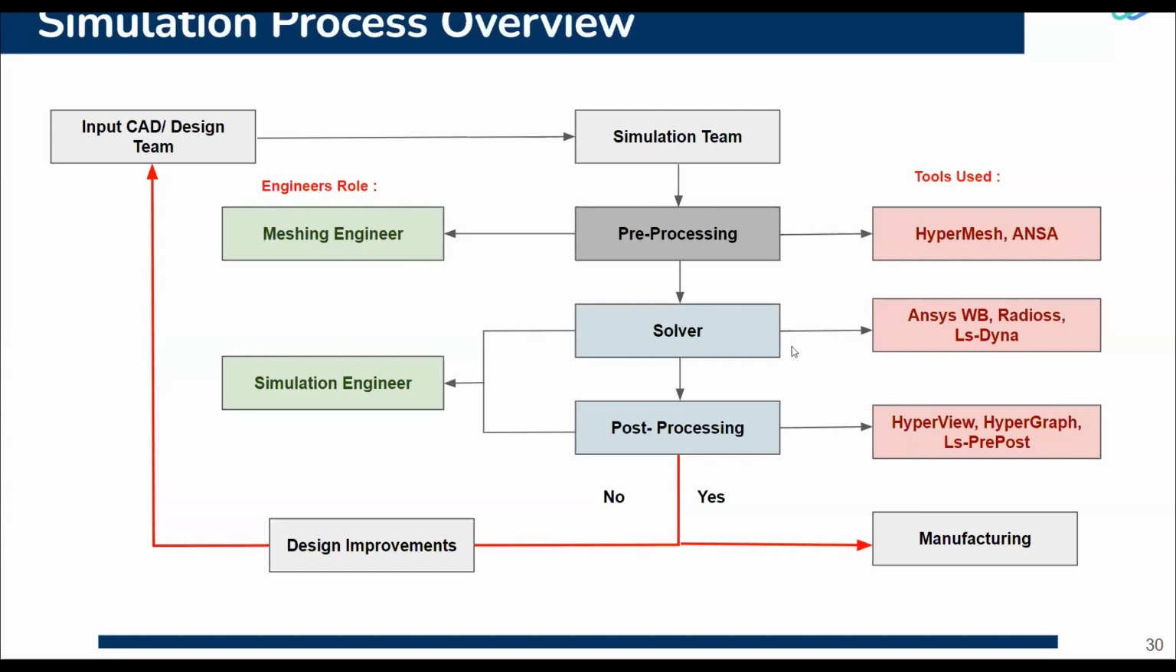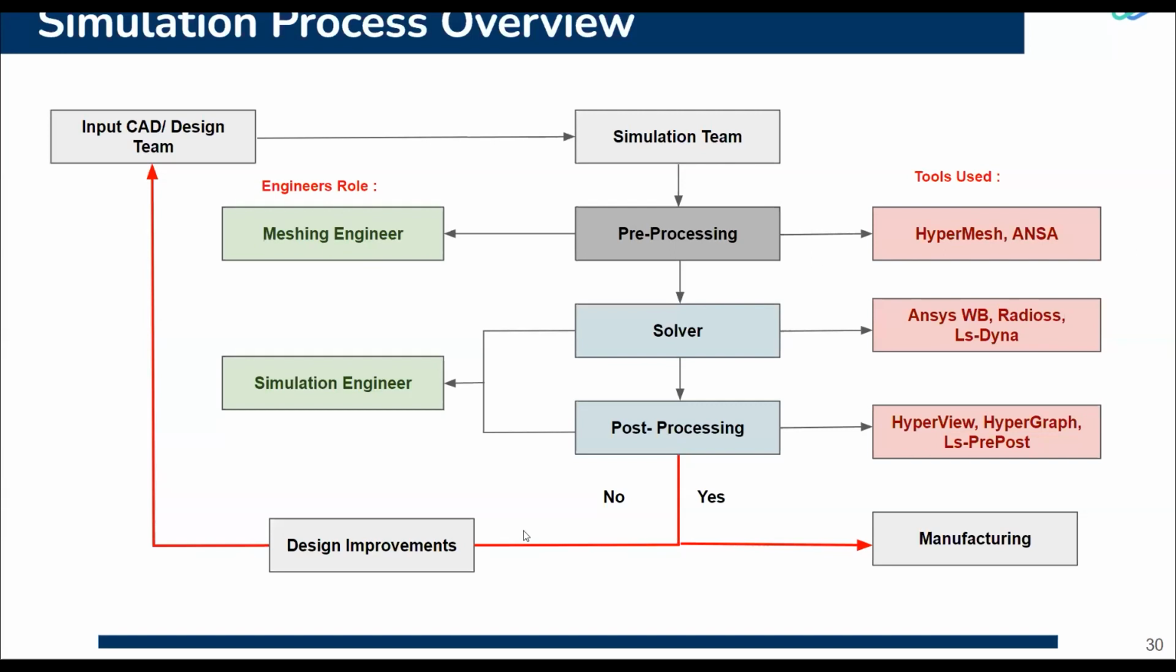And then you have a solver. Once pre-processing is done, you'll have the solver, and then post-processing. Solver examples: ANSYS Workbench, Radioss, LS-DYNA. Post-processing examples: HyperView, HyperGraph, LS-PrePost. This job role is the simulation engineer role. Now, after all this testing, if the product is good, they'll proceed to manufacturing.